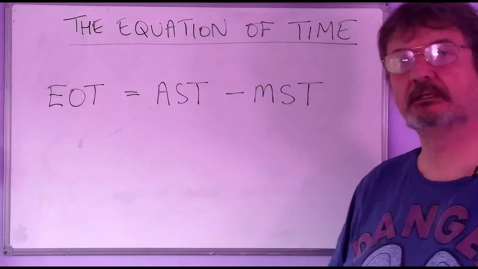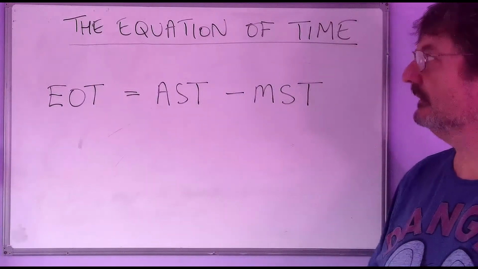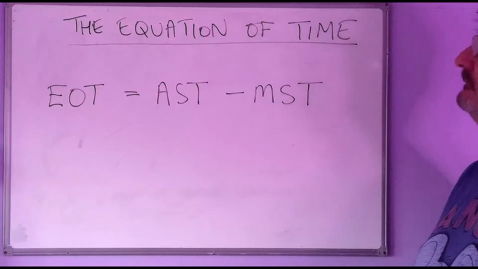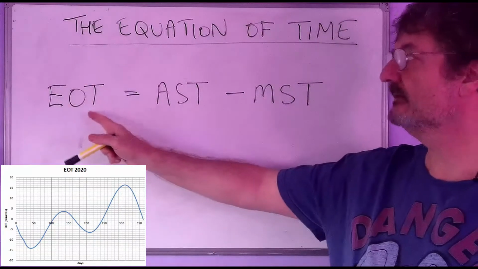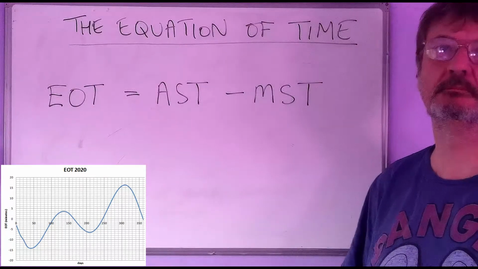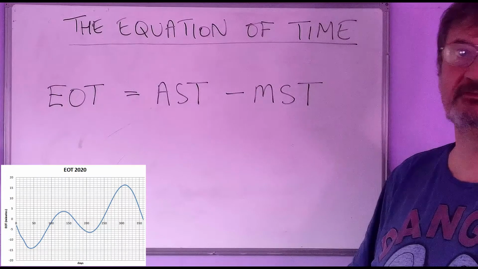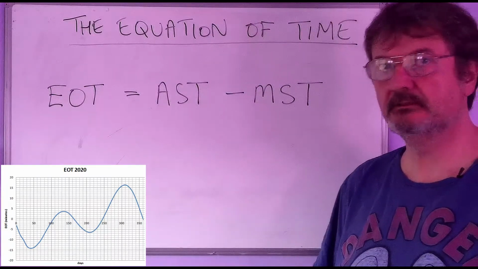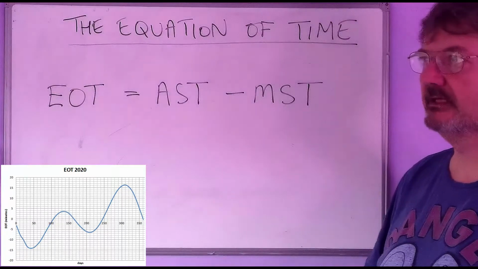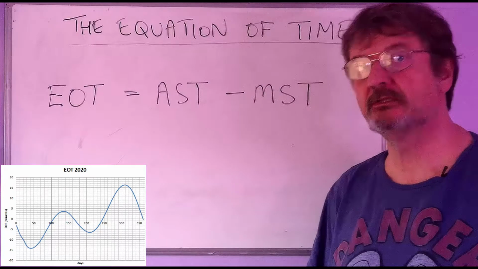In this video I'd like to talk about the equation of time. Now, the equation of time is not an equation. The equation of time is actually a number of minutes. It can be positive or negative, and it depends on what day in the year you are. For example, today the equation of time is plus 7 minutes.